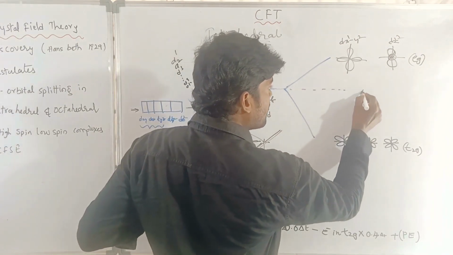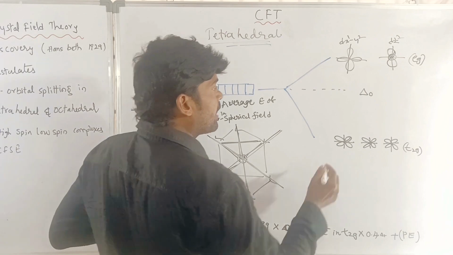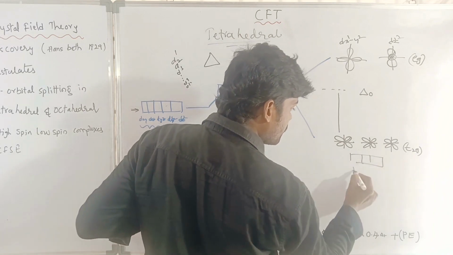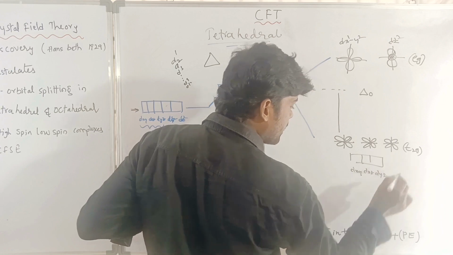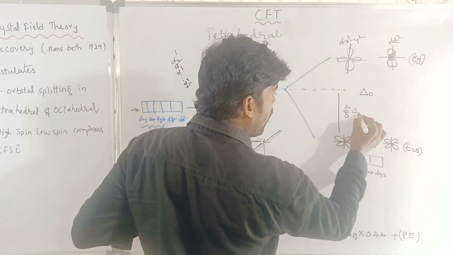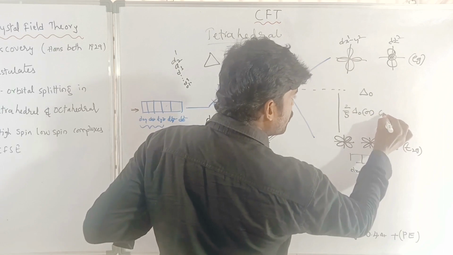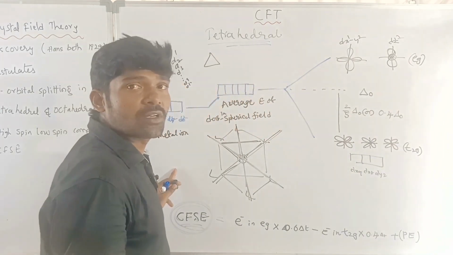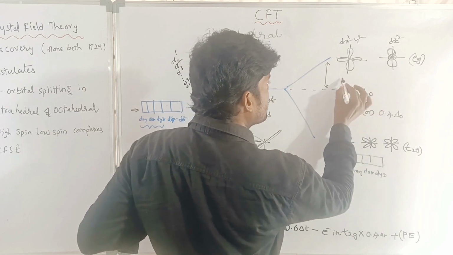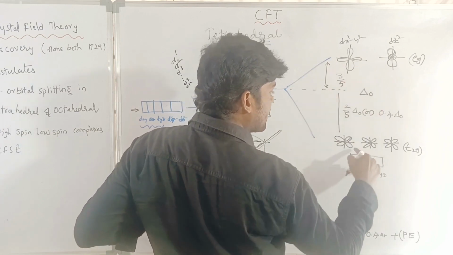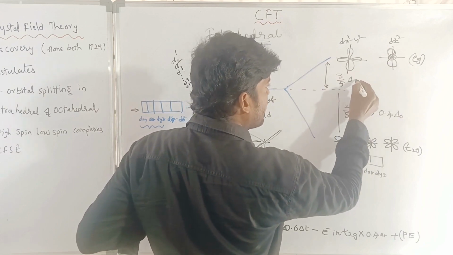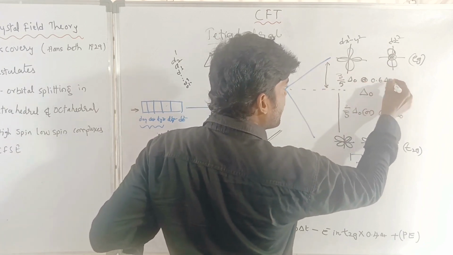Now the average energy is this, and this is delta octahedral. Compared to this average energy, dxy, dxz, dyz, these three will get lower energy by 2 by 5 delta octahedral, or 0.4 delta octahedral. And these two will get higher energy from the average energy by 3 by 5 delta octahedral, or 0.6 delta octahedral. There are total 5 d orbitals, so 3 are affecting these two.